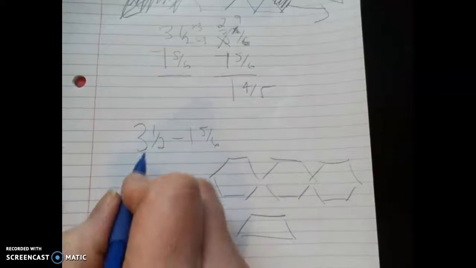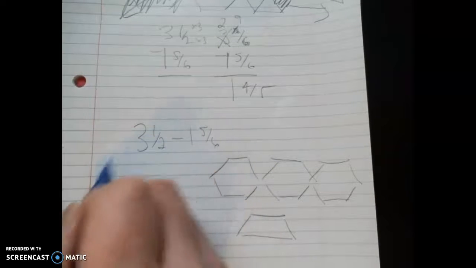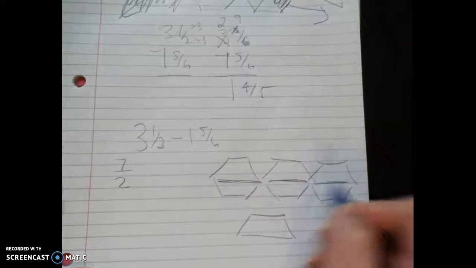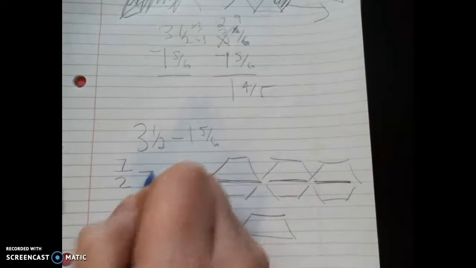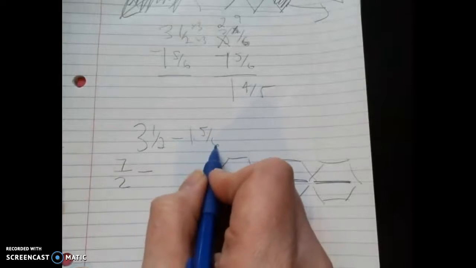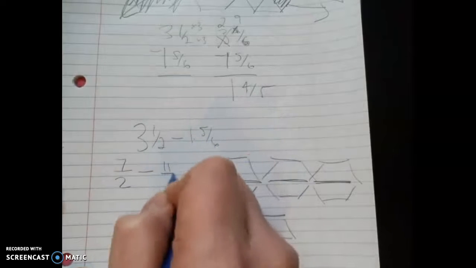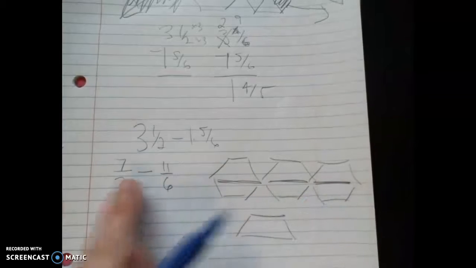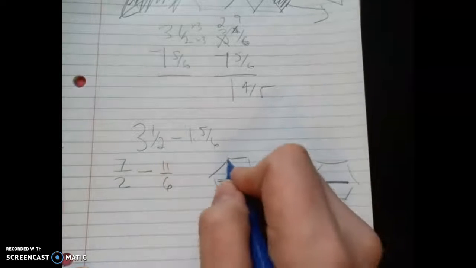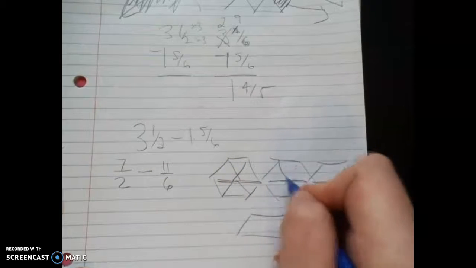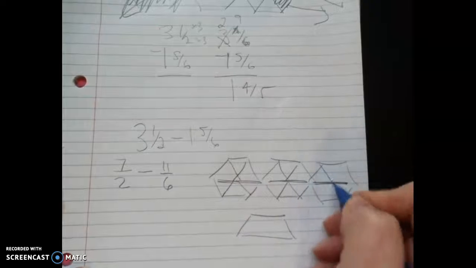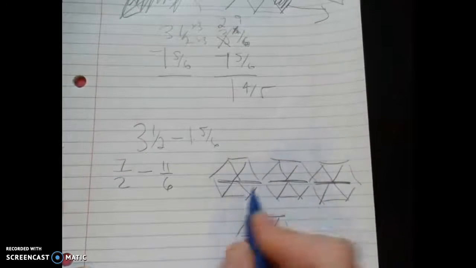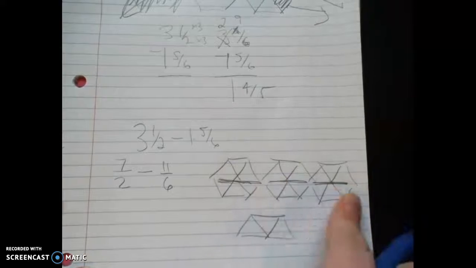So in this method, I'm going to go 3 times 2 is 6 plus 1 is 7 halves. What that would be is me changing them all into trapezoids, right? And then 1 times 6 is 6. I want to take away 11/6, 11 triangles. So I have this. Now I need to get triangles so that I can take away triangles. So I'm just going to replace all these with green triangles. So again, I would trade them out. I would get rid of the yellows and do this.